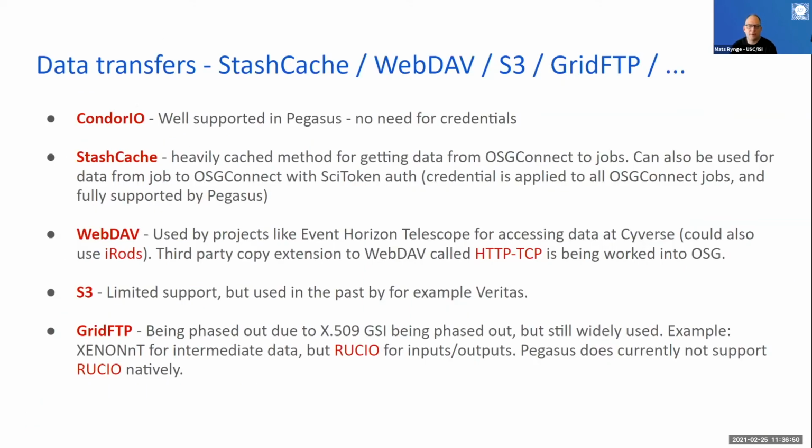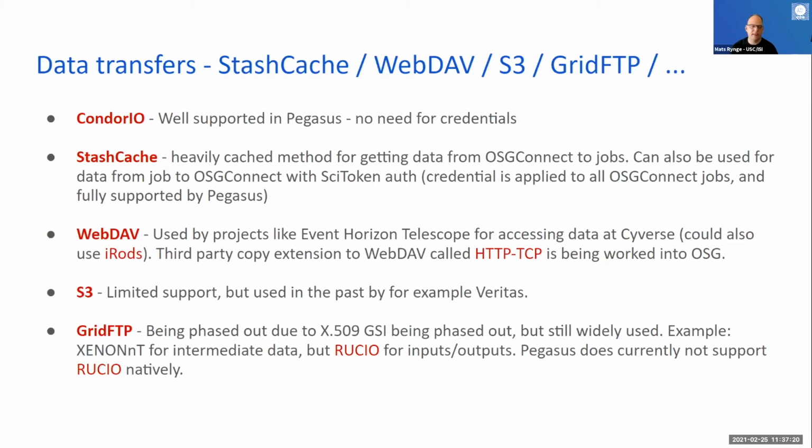This slide is for the hints that I was talking about, mentioning a few of the data transfer mechanisms that are available to you on Open Science Grid. The first one here is Condor I/O. This is well supported in Pegasus. It works great, again, for smaller to medium pieces of data. The data gets transferred with the job, so it's very easy to set up. There's no need for extra credentials or anything like that.